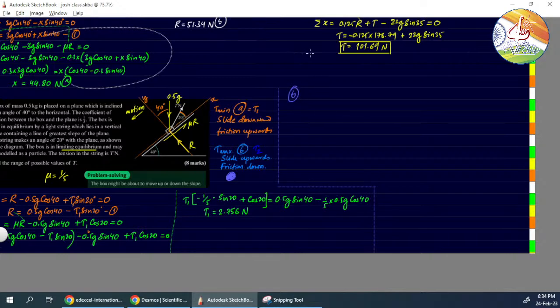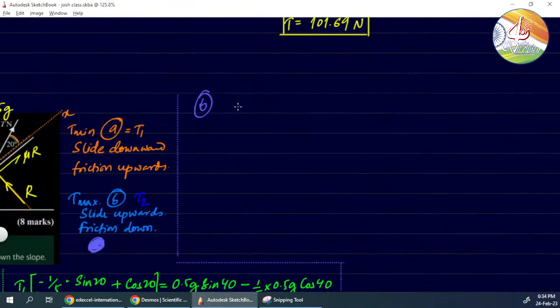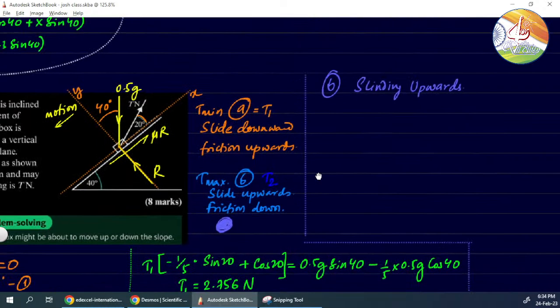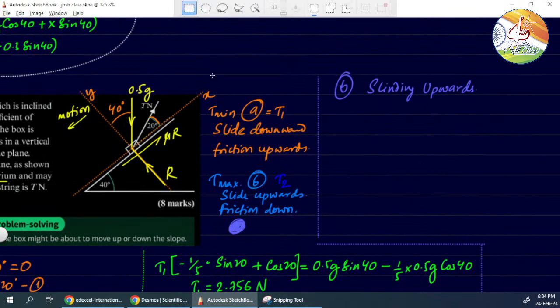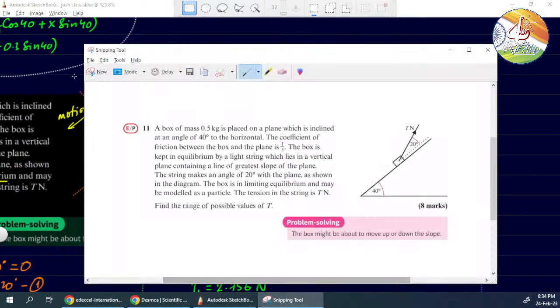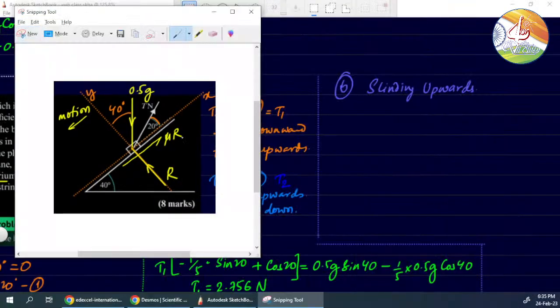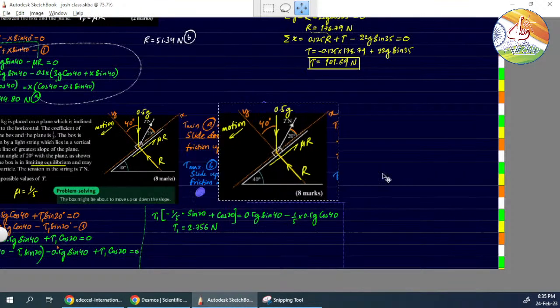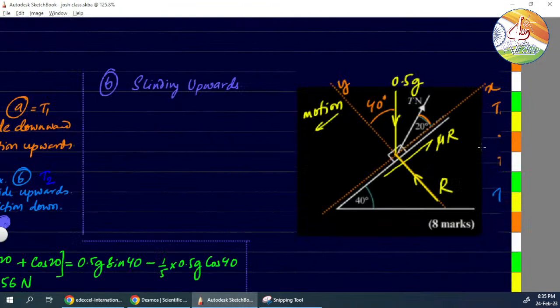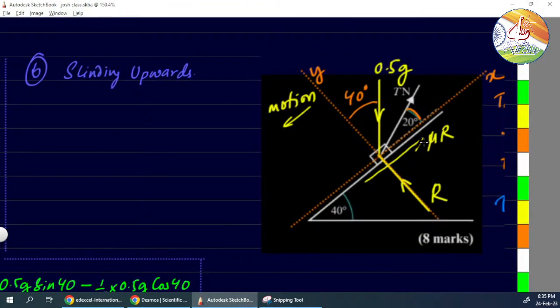In B bit, what will happen? It will try to slide upwards. So the direction of friction will change here. Let me take the same diagram, the same free body diagram, but here the friction direction will be opposite. Yes, friction direction will change.